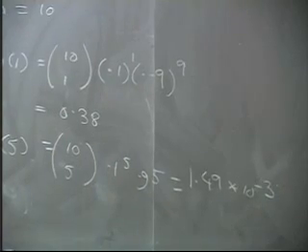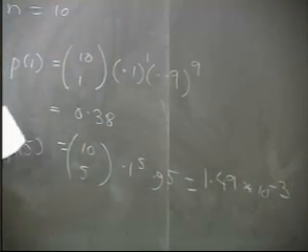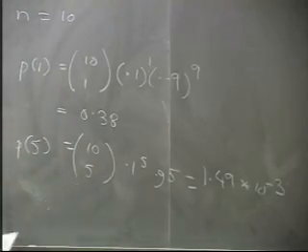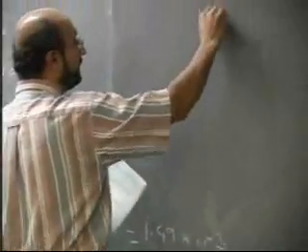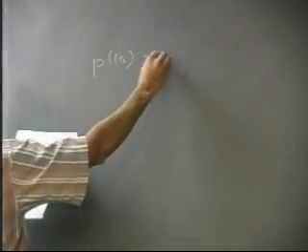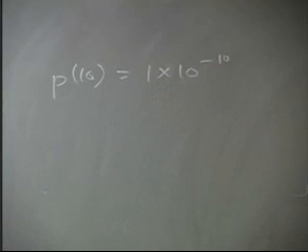So it's just pretty high that exactly one of them is active. Of 5 being active, it's 10 to the minus 3, and P10 turns out to be, I'll just give you the answer, 1 in 10 to the minus 10.